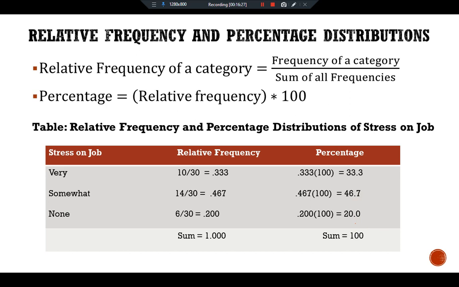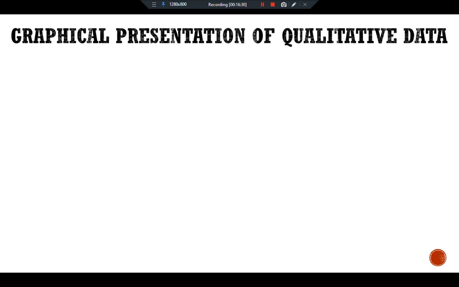Okay, let's move towards another important discussion, that is graphical presentation of qualitative data. Dear scholars, all of us know the quotation that a picture is worth 1,000 words. So a graph display can reveal at a glance the main characteristics of a data set. There are two main graphical presentations for qualitative data. The first one is the bar graph and the second one is the pie chart. So let's discuss the bar graph first.